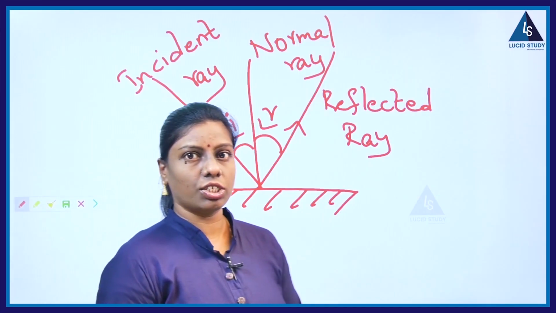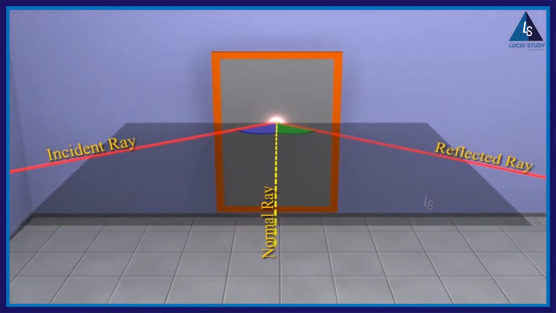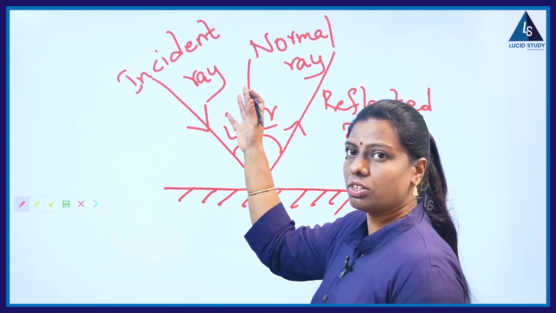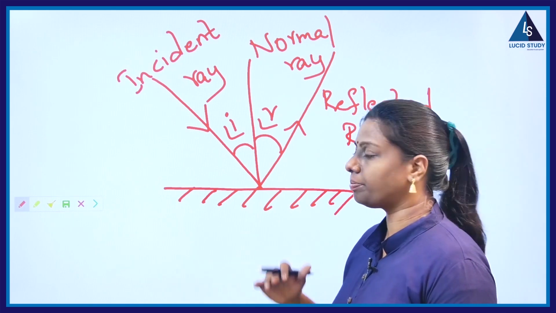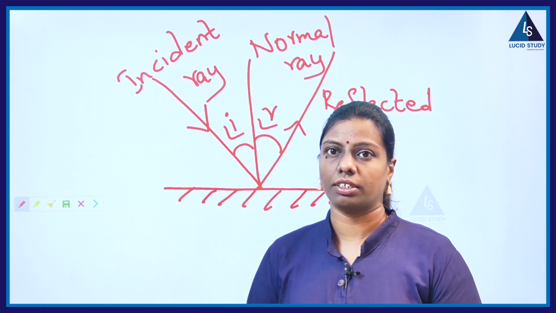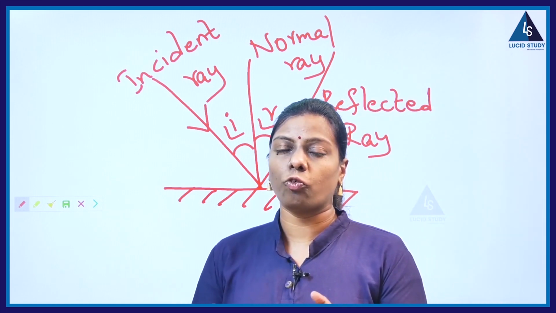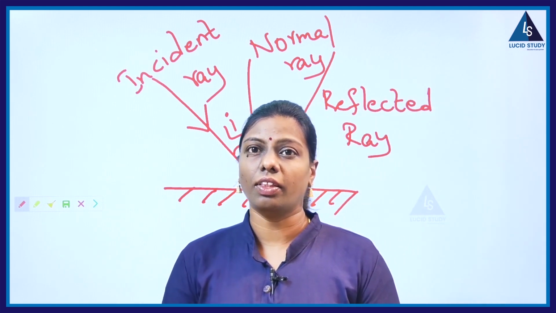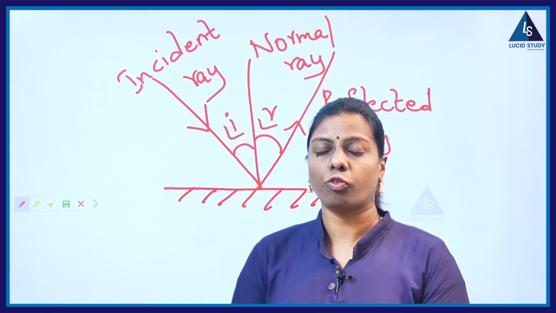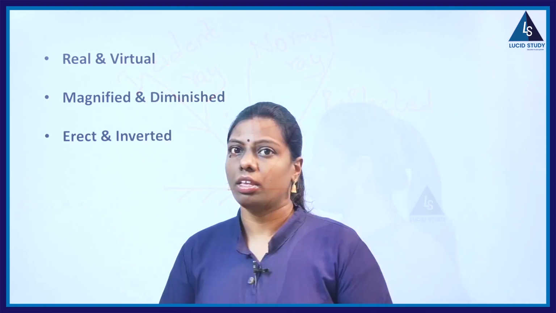So what are the laws of reflection? The incident ray, normal ray and reflected ray at the point of incidence lie on the same plane. This is one plane, isn't it? This is another plane. The angle of incidence is equal to the angle of reflection. Got that, children? This is true in the case of plane mirrors. Then what about curved mirrors? Curved mirrors also follow the laws of reflection. We'll discuss that.